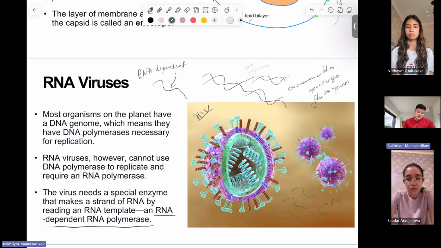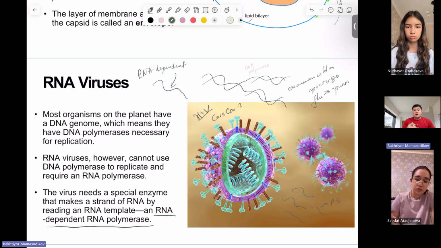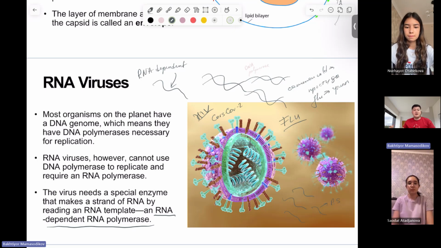So HIV, SARS-CoV-2, all of them are RNA viruses. Coronavirus, HIV, and flu, which we call grippe, all of them are viruses. DNA polymerase works only with DNA. RNA polymerase needs RNA to work. So RNA-dependent RNA polymerase makes new RNA from the RNA molecule.